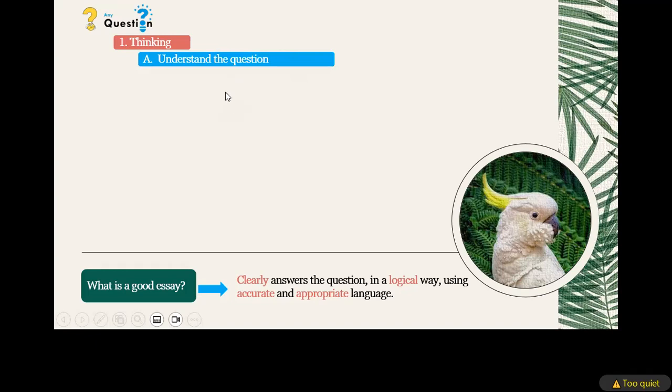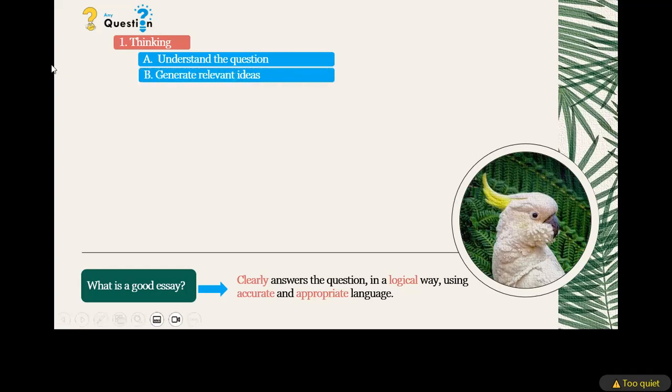Okay, now here, thinking means the first thing I need to do, I need to understand the question. It's very important, because if you write something which is off point, you will get a very low score, and you may even get 0. So spending some time thinking about what the question asks me to do is very important.